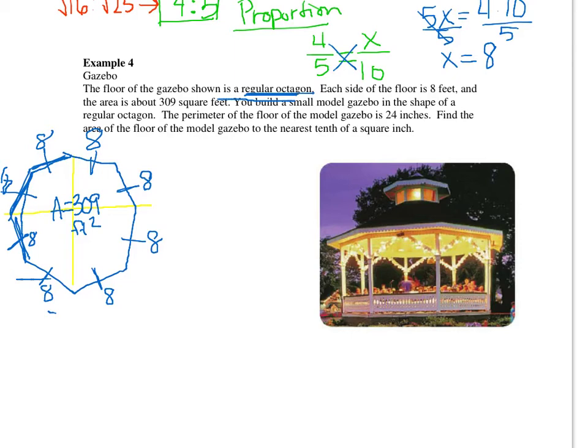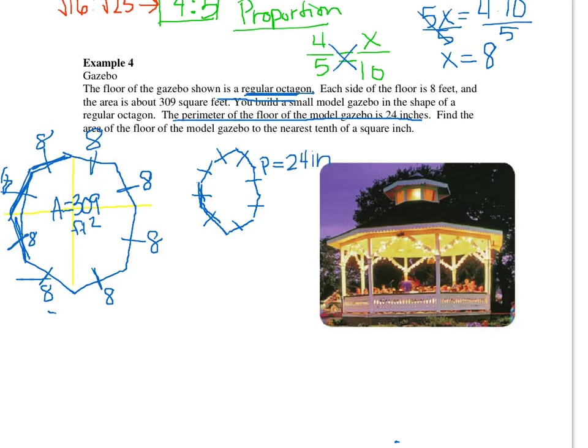Okay, it says you build a small model of a gazebo in the shape of a regular octagon. Now I need to draw a small one. Let me do my best to draw a small one. It's not a beautiful octagon, but I did my best. 1, 2, 3, 4, 5, 6, 7, 8. Not a regular one, that's for sure. So we built a small model in the shape of a regular octagon. The perimeter of the floor of the model is 24 inches. So I know for this one, my perimeter equals 24 inches.